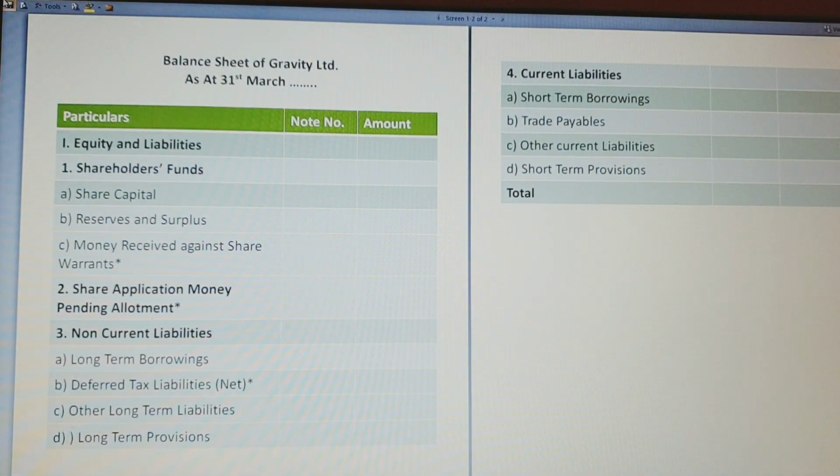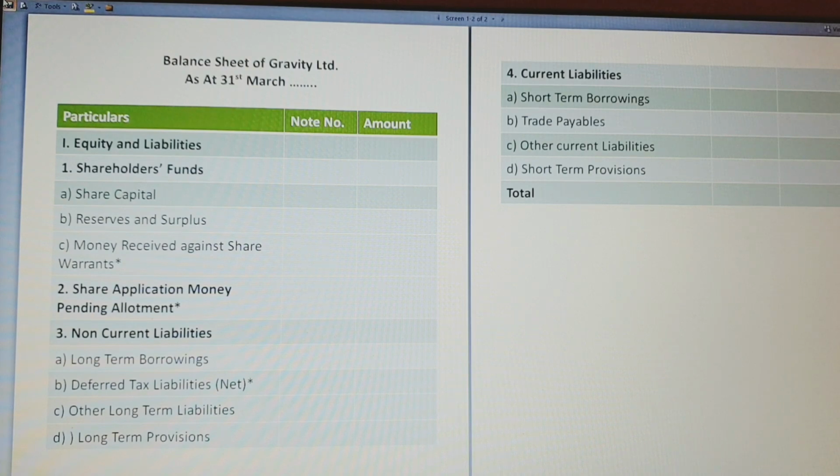Non-current liabilities has 4 subheadings. Long-term borrowings, such as debentures, bank loans, term loans you have taken from other sources. Deferred tax liability. Now this is a liability which is supposed to be paid in the next year or years. A further detailed explanation will be given in this video itself. Other long-term liabilities which are not included in point A, B or D, and long-term provisions.